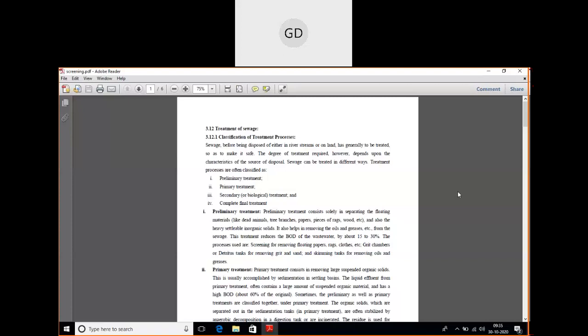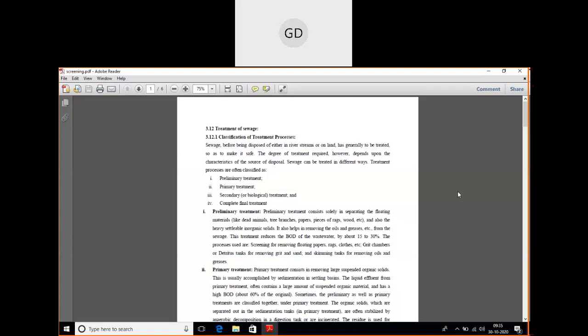And one more is your skimming tank. All these things we will cover in brief in the coming chapters. The skimming tank removes the oils and greases. So you have to remember the names, like which tank removes oils or greases, and which thing removes sand or debris. All these names you have to know. We will be discussing this.